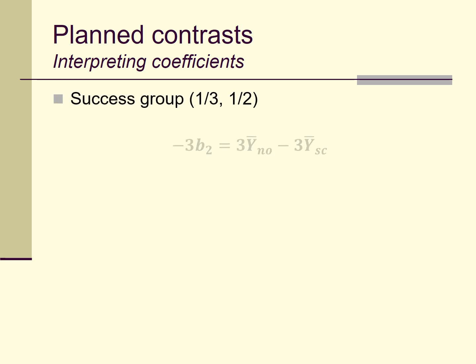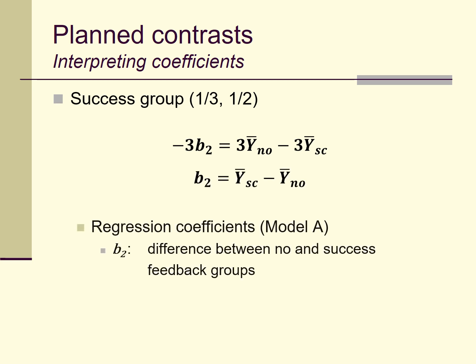And so our success group has a formula that looks like this, and then we just divide by 3 and we get this formula here, which is great because we want b sub 0 to be the difference between the average for the no success group and the average for the no feedback group and the average for the success feedback group.